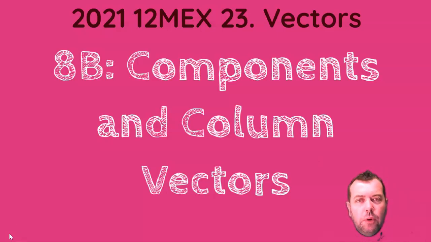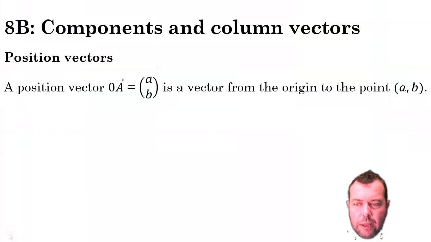In the first video we learned what a vector was. It describes a magnitude and a direction. And now we're going to look at components and column vectors, but really we're looking at lots of little bits to do with vectors. Okay, so to begin with, let's talk about a position vector.